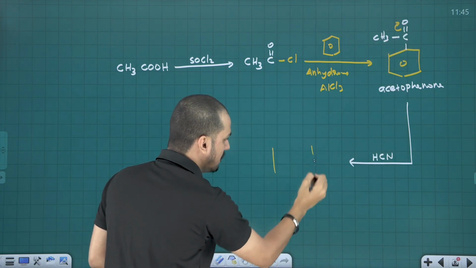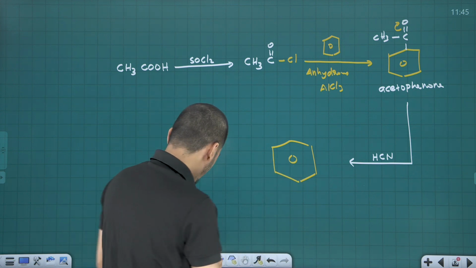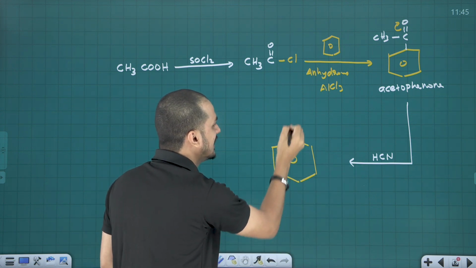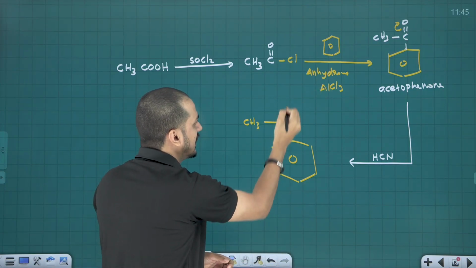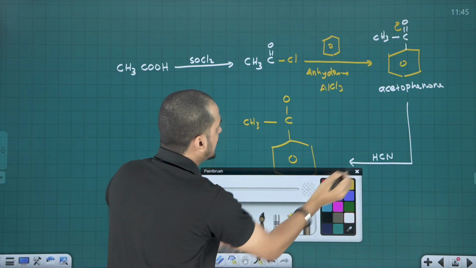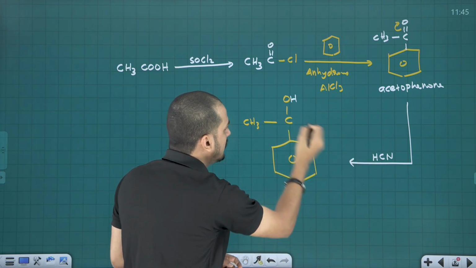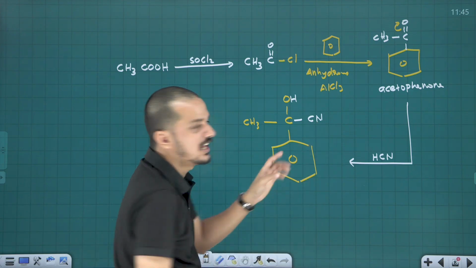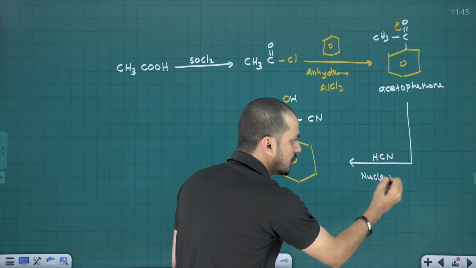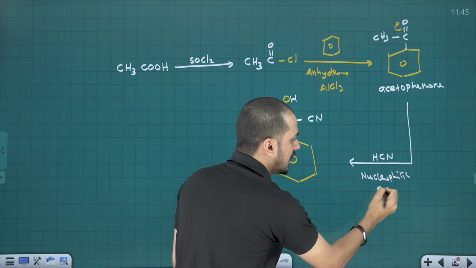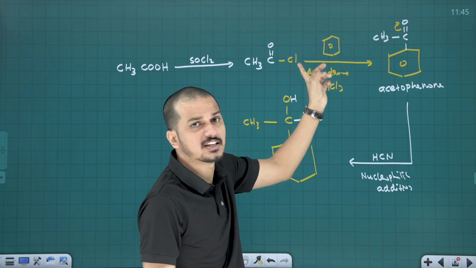Now you can see the benzene ring is there, along with C, and here CH3 is there, and here oxygen is there. That oxygen is getting a negative charge. So H will go and attach as OH, and CN will go and attach here. This is a nucleophilic addition reaction. And this one is electrophilic substitution.